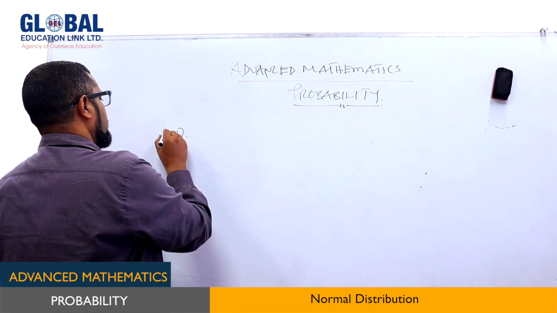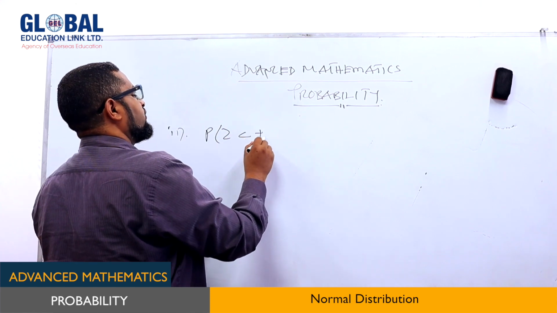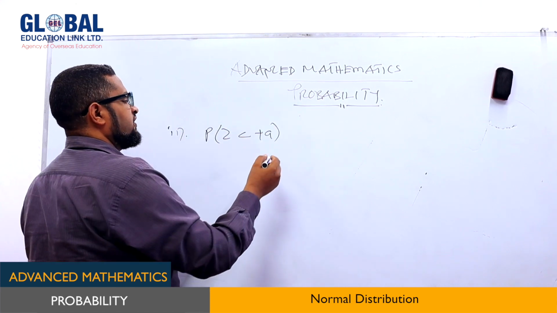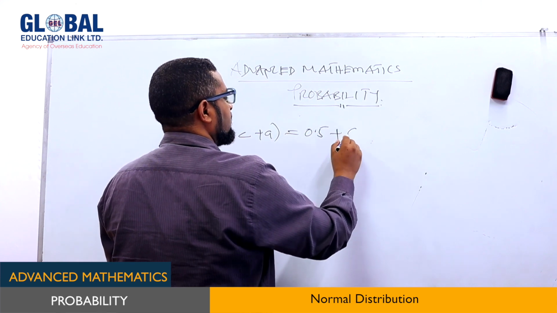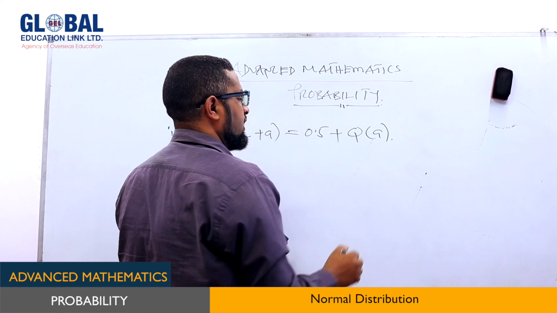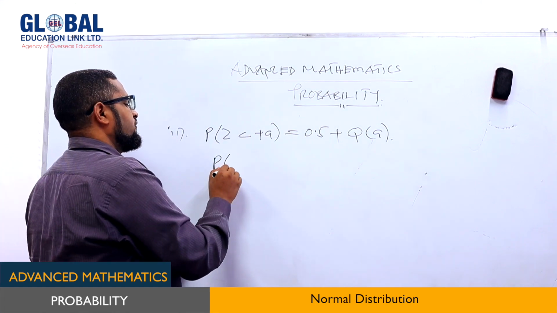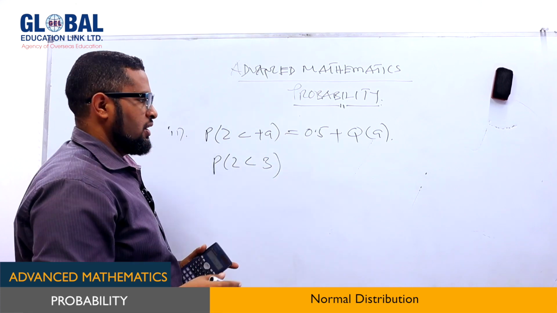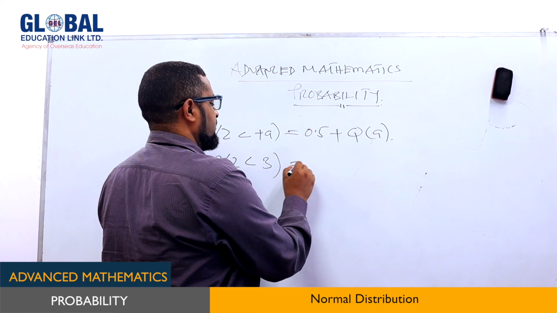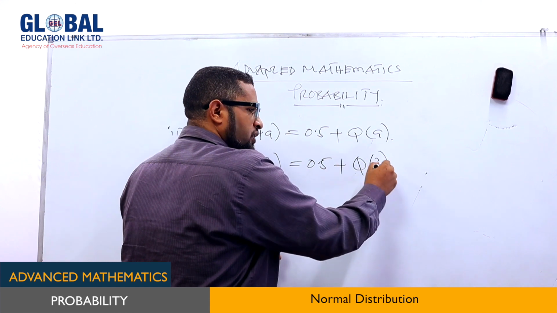Number 2, if you are given probability of z less than positive a, this is just the same as taking 0.5 plus q of a. These are just general. For instance, finding probability of z less than 3. 3 is just a positive number. So how do I find that one? The same as taking 0.5 plus q of 3.